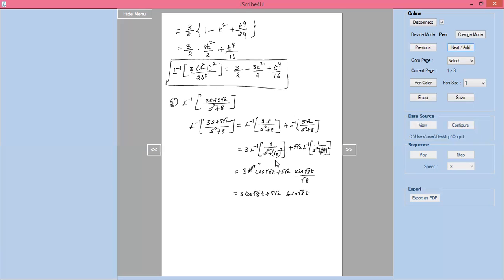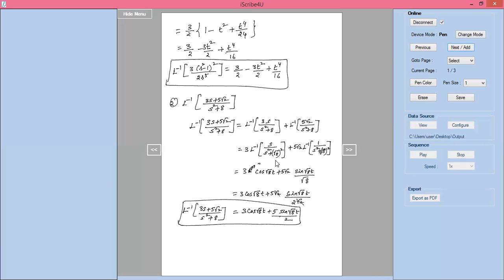This root 8 I will write as 2 into root 2. Now I will cancel this root 2. So if you cancel root 2, you will get 3 into cos of root 8t plus 5 into sine of root 8t divided by 2. This is L inverse of 3s plus 5 root 2 divided by s square plus 8, which is the required solution for the given equation.